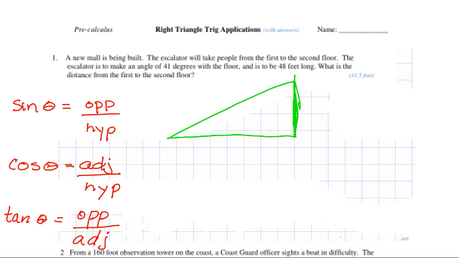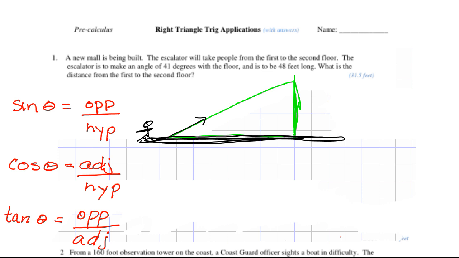The escalator will take people from the first floor to the second floor. Here's some assumptions you should always make. Make one side of your triangle be parallel to the bottom of your paper. That side should always be the ground. Then you know you're going here. Imagine somebody down there getting ready to get on the escalator. So the hypotenuse turns out to be the escalator.